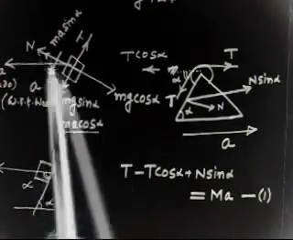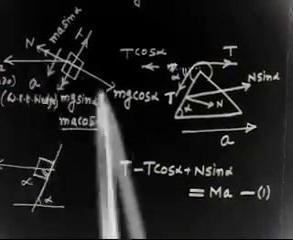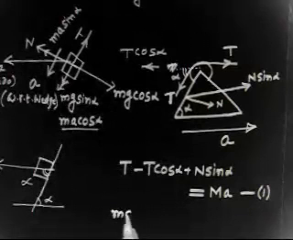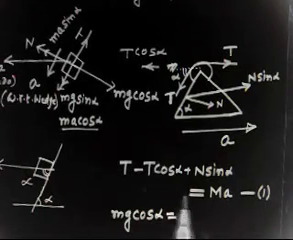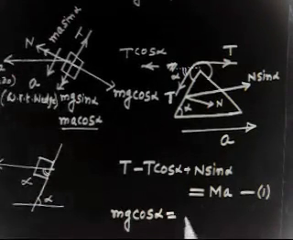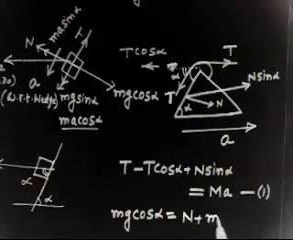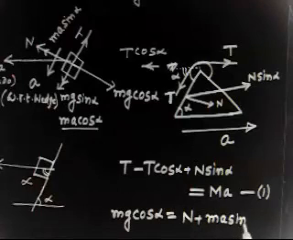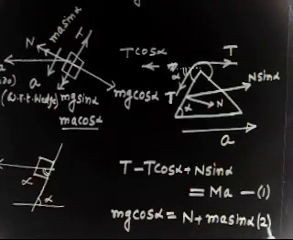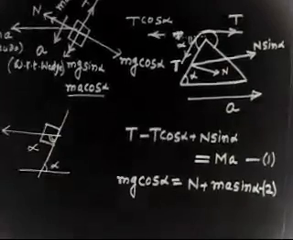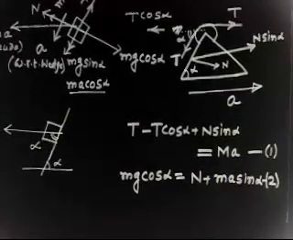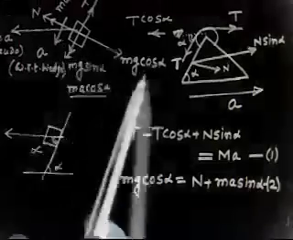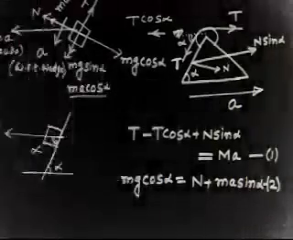Now for this I have to write two equations. In this direction there is no acceleration. So mg cos alpha is equal to, in this direction, N plus ma sin alpha. This is my equation number 2. Are you getting? The total downward force, that is mg cos alpha, this side you have N plus ma sin alpha.